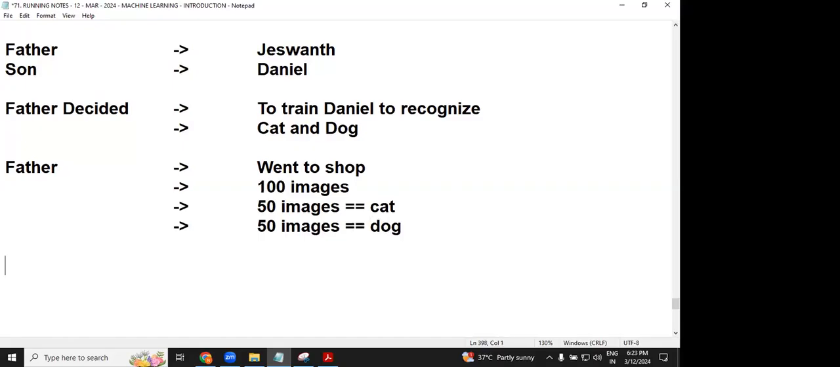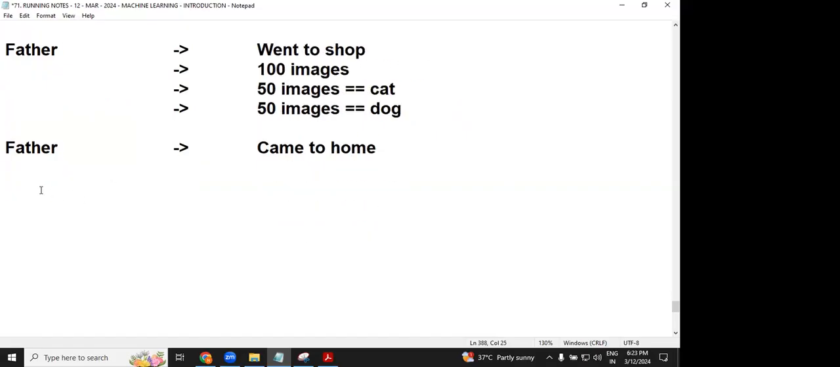Then my father came home. Daniel was 4 years old. Then my father called, dear son, come here. Then my father told only one thing. Get ready. I'm a teacher. You are a student. I'm going to train you how to recognize cat and dog.